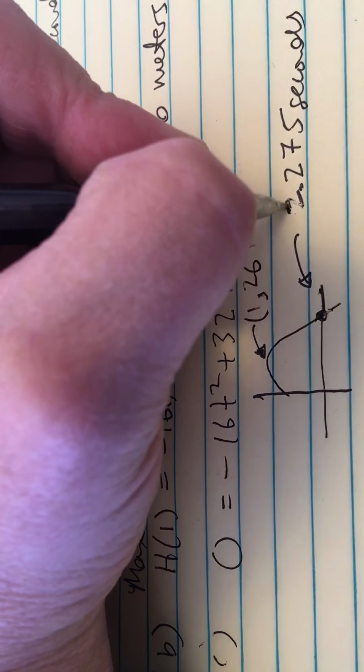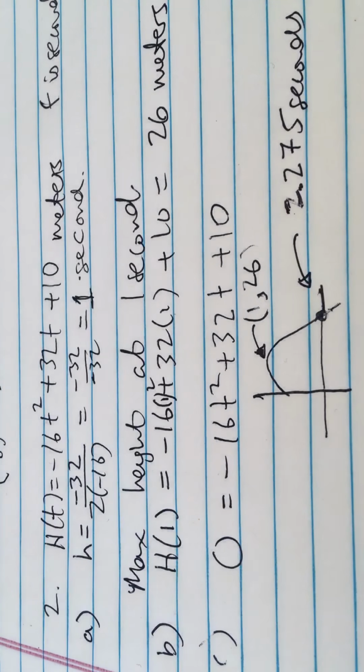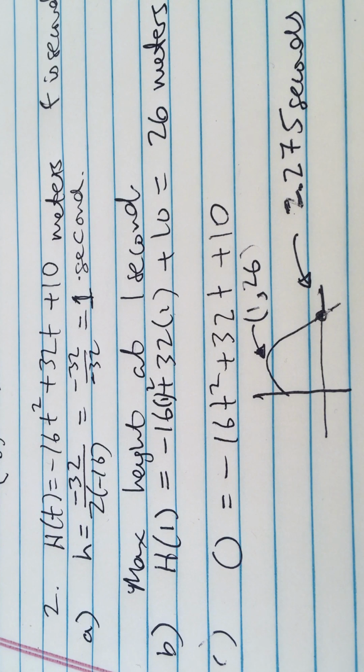seconds. All right, so if you don't want to use your calculator to figure out where it hits the ground, you're going to have to use the quadratic formula and do that by hand. So the calculator is a nice tool.